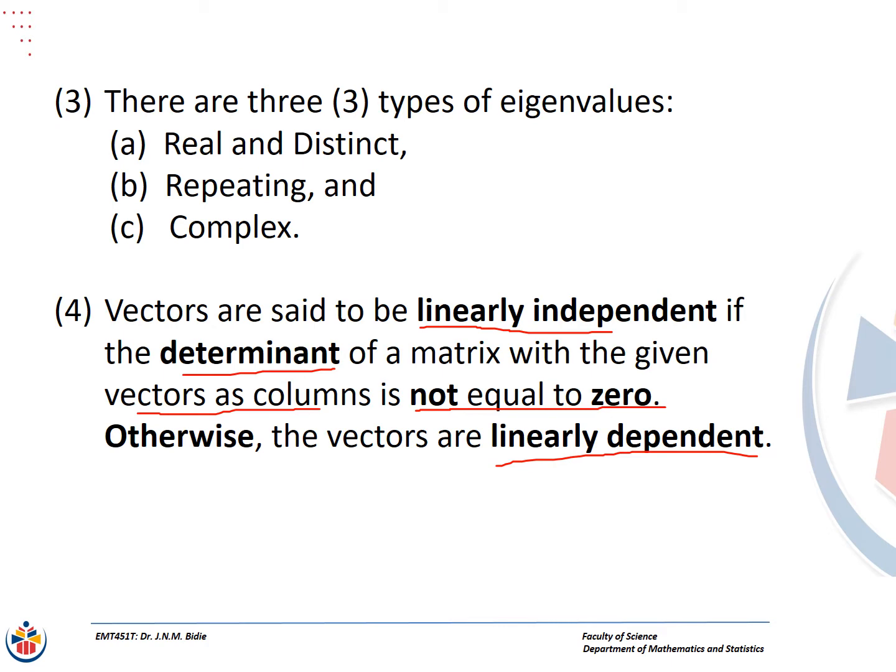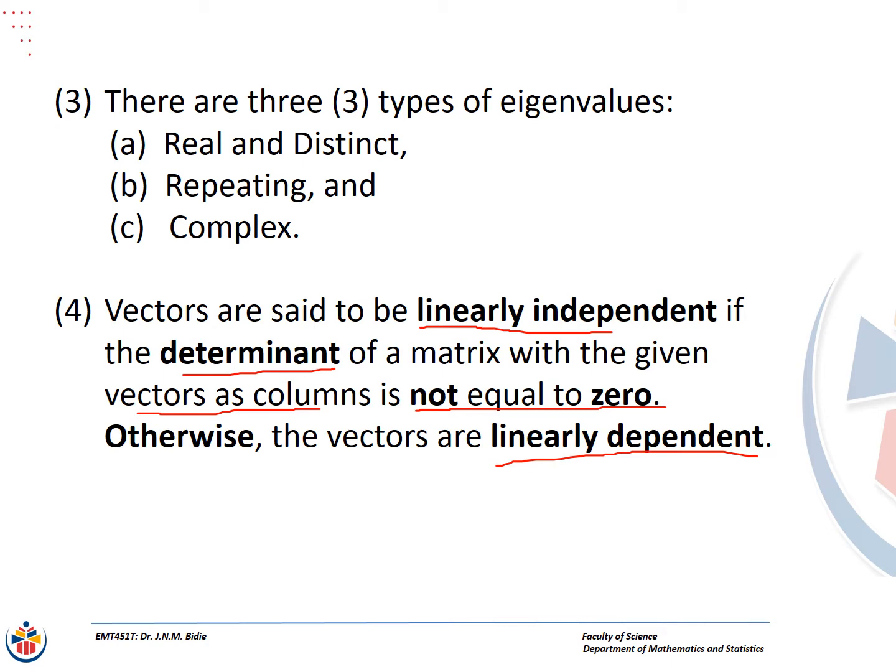But if you discover that the determinant of that matrix, which has those given vectors as columns, is equal to zero, then that means the vectors are linearly dependent. In other notation, we call this the Wronskian. That's what you'll discover in other textbooks, but all you need to know is that you place the given vectors in a matrix format, calculate the determinant, and if the determinant is not equal to zero, then you say they are linearly independent. But if the determinant is equal to zero, then you say they are linearly dependent.